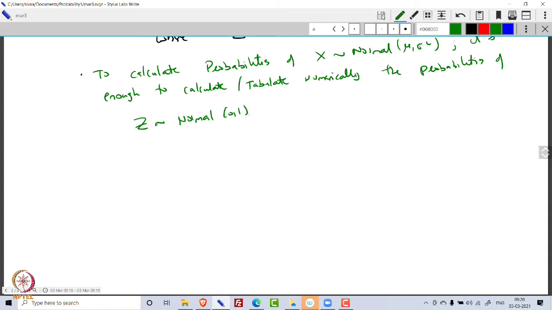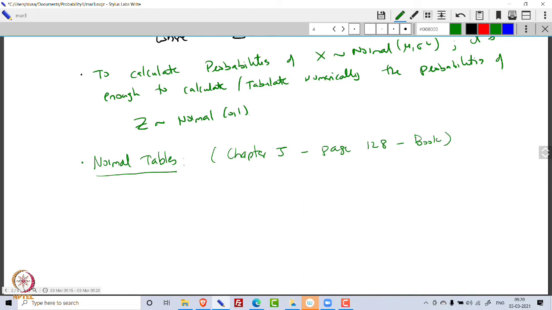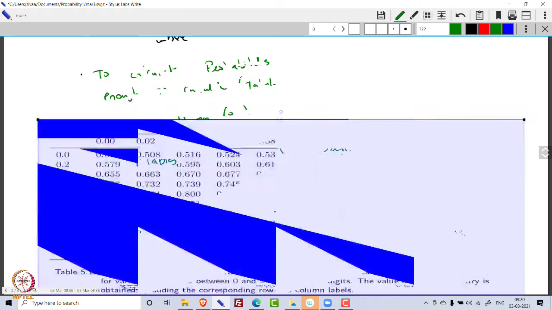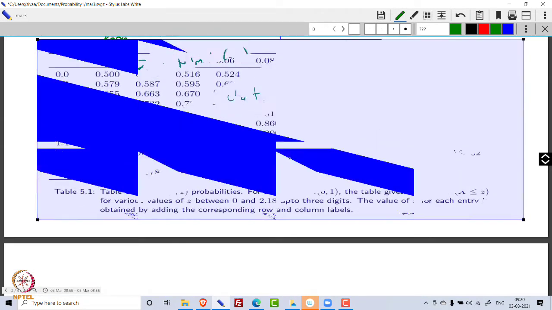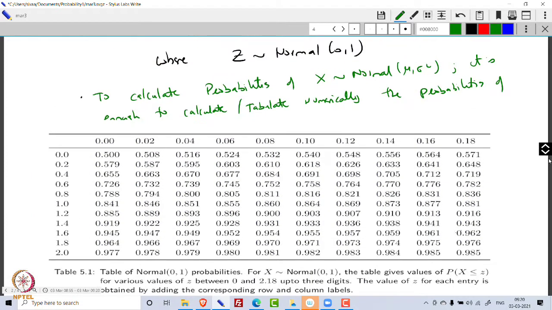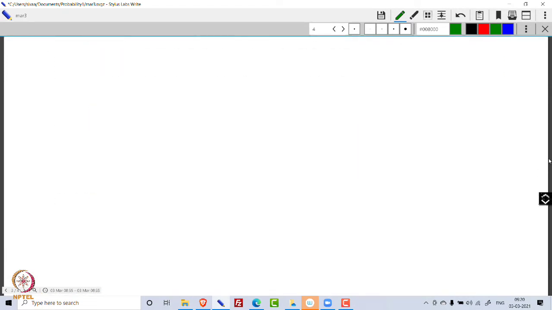Before we do this, there are these normal tables available for you in the book and on the website. It's in chapter 5, on page 128. There's an illustration of it. So I've copied it here. Let me put this down. This is the table that I'm putting up.